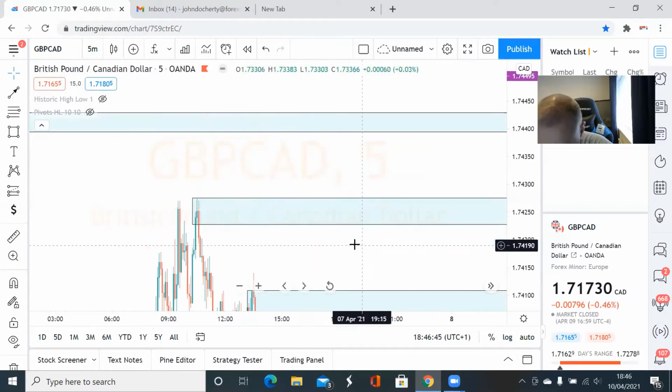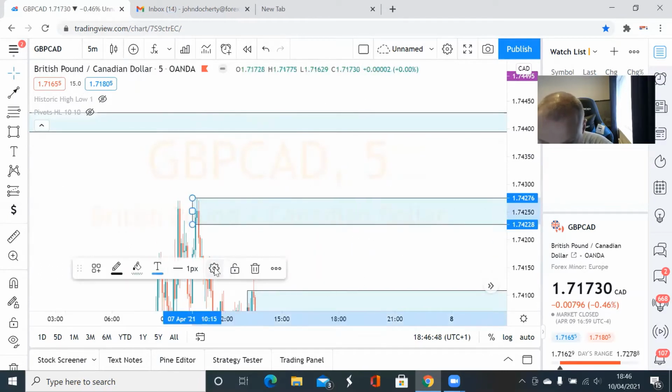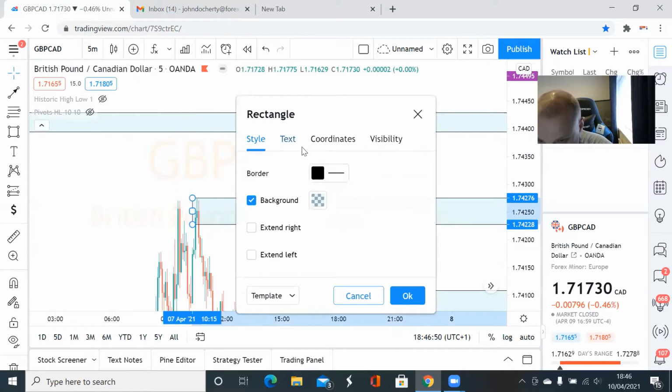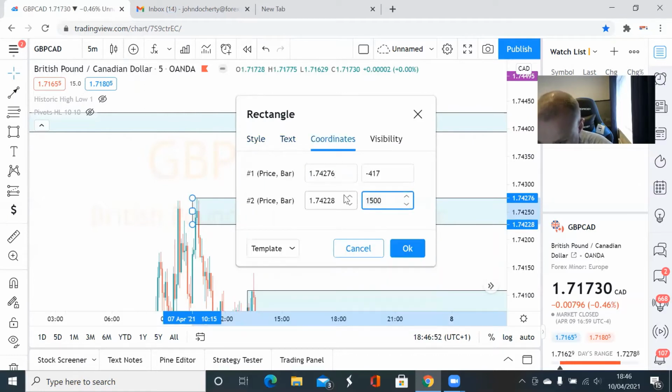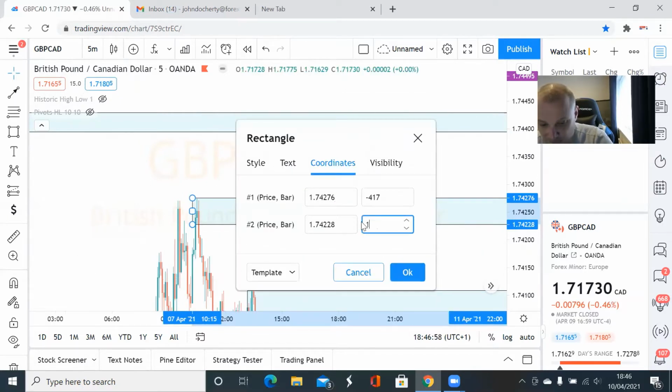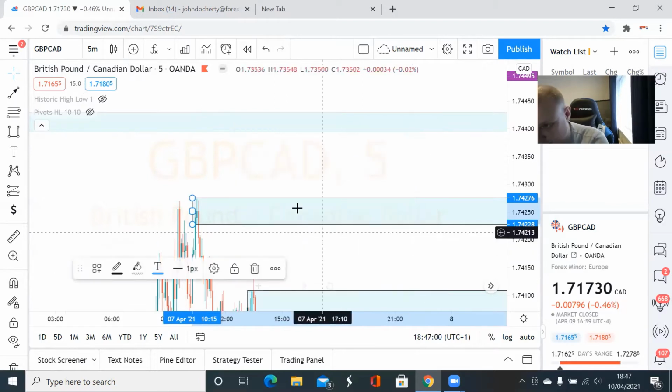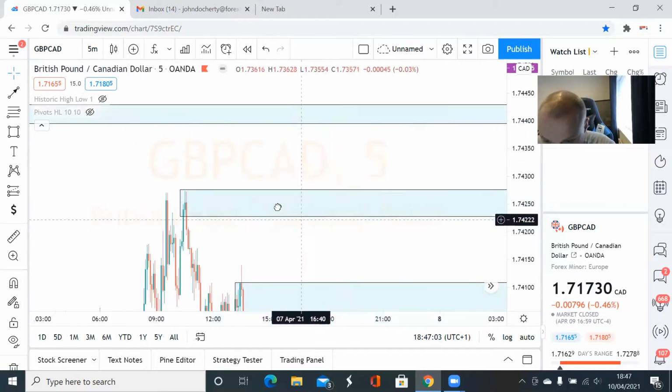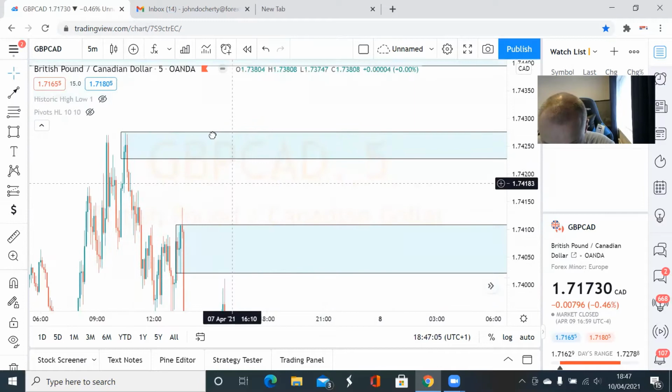We've come right the way across, and what I've done to do that, I've just gone to the cog, gone to text or coordinates, and I've changed that. It was to 1500. Now you can change this to any number. 1500, it'll generally just put it to the end of the chart. Okay, so again, there's nothing come up to test this area.